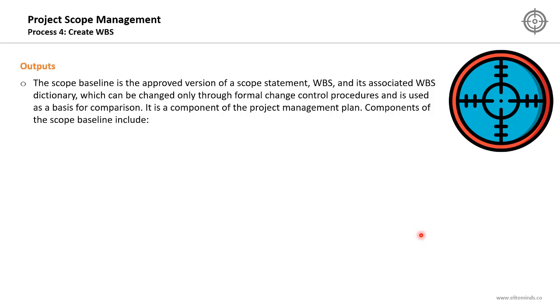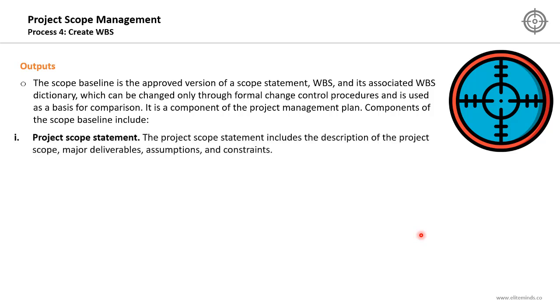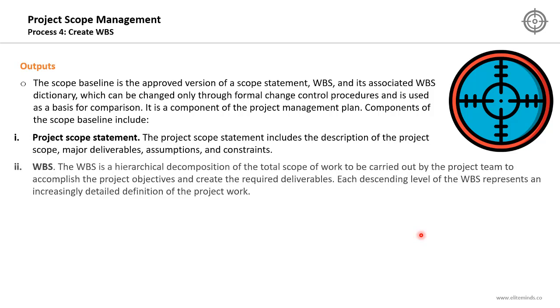If you want to compare the actual progress in the project to the planned progress when it comes to scope, you will refer to the scope baseline. Now the components of the scope baseline include the project scope statement, which is an output of the define scope process. The project scope statement includes the description of the project scope, major deliverables, assumptions, and constraints.